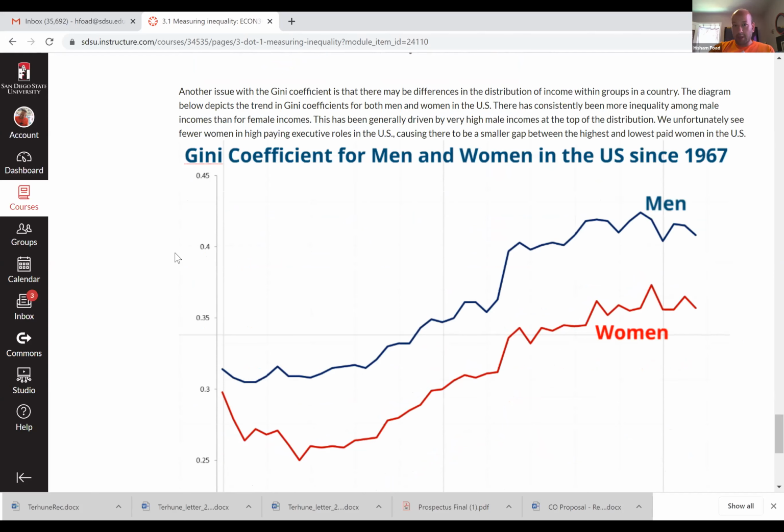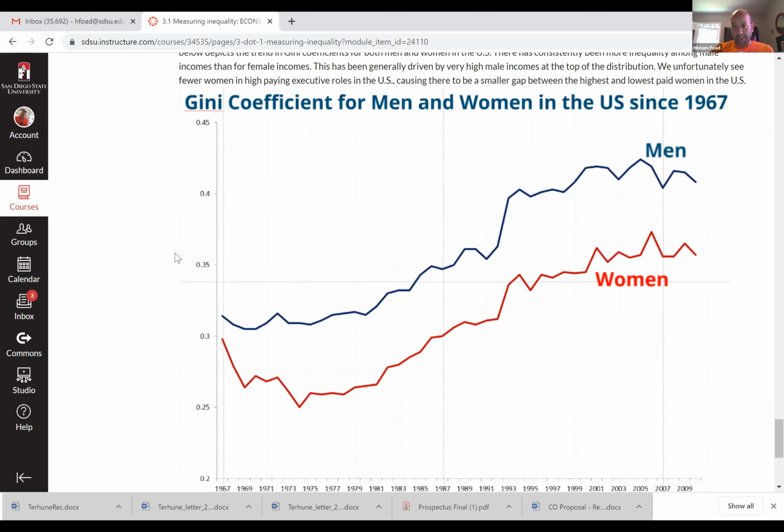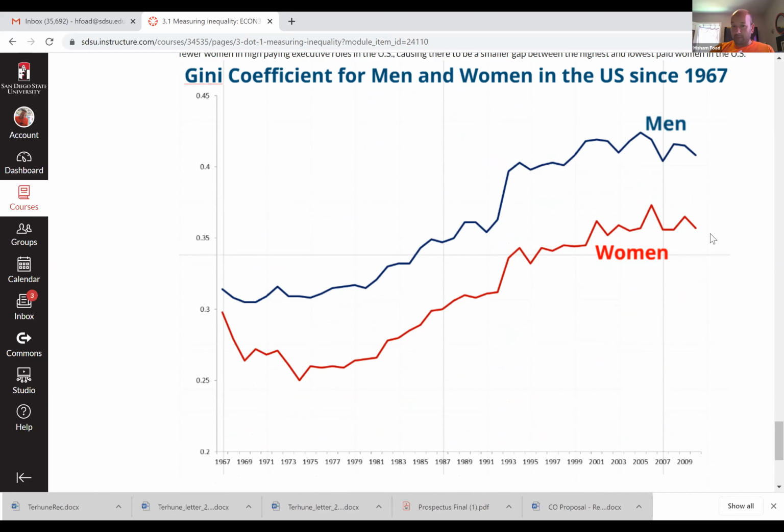So for example, here what I've got is the evolution of the Gini coefficient for men and women in the US from 1967. And what we see is that for both men and women, there's been an increase in inequality. One of the stories of American economic history over the past 50 years has been that we have become an increasingly unequal society here in the US. Most of this is driven by increases in income at the very top. Right. So it's not that the poor are doing worse, it's that the rich are doing a lot better.